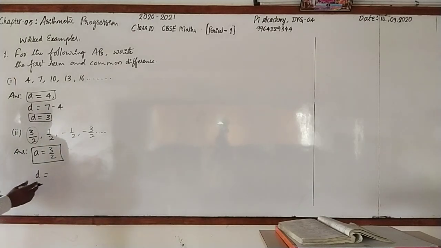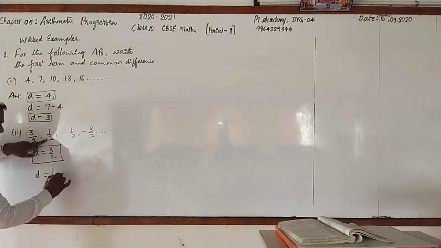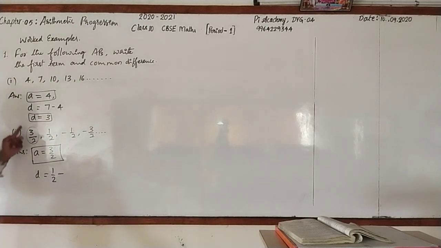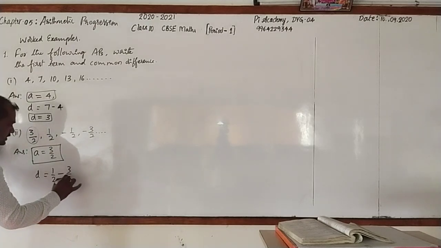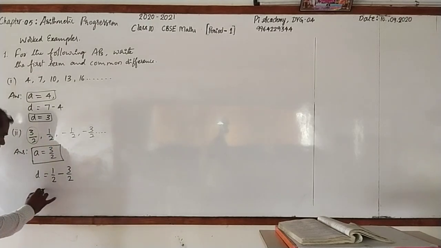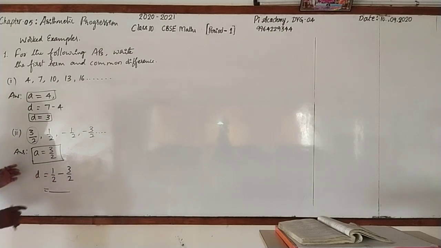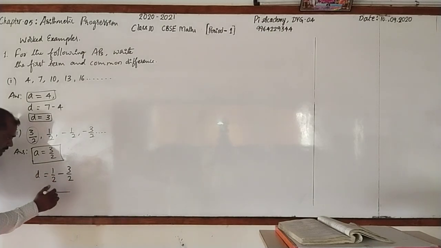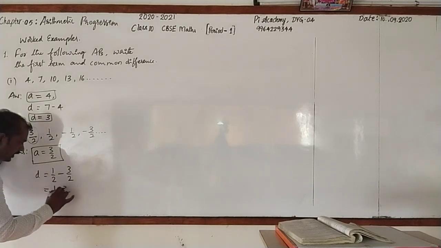And what is the common difference? Common difference is a term and its preceding term. A2 minus A1 or A3 minus A2. A2 is 1 by 2 minus A1. A1 is 3 by 2. This is equal to, what is the LCM? The denominator terms are same. Hence write that as it is. Numerator term 1 minus 3.